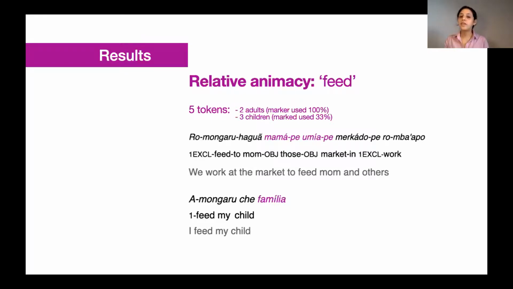And this is interesting because even though this is a loan, it doesn't get the marker. So the way I'm interpreting these results is that this pattern has to do with relative animacy, because an adult feeding or providing for another adult is less prototypical than an adult providing for a child. Therefore, the speaker needs to use the marker to show who is feeding whom.